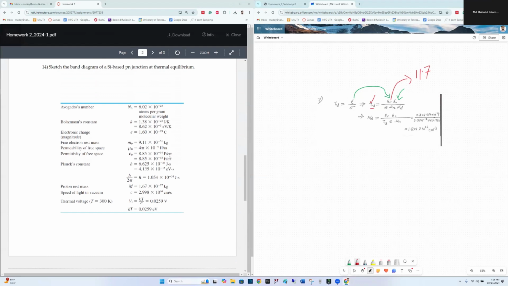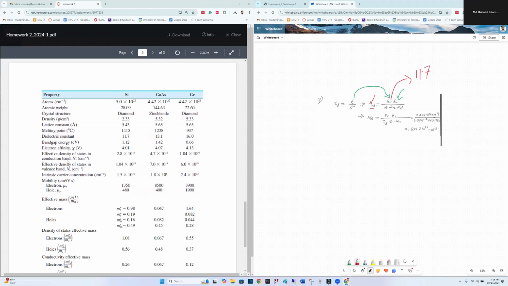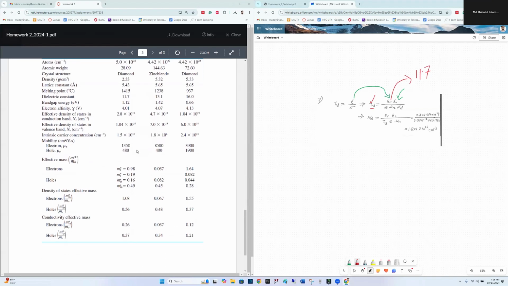So epsilon naught is given already, and e is simply the electron charge, and mu n is the mobility of electron in silicon, which is 1350. We do not know ND, but we know all the other values in this equation, and from this we can calculate the value of ND.